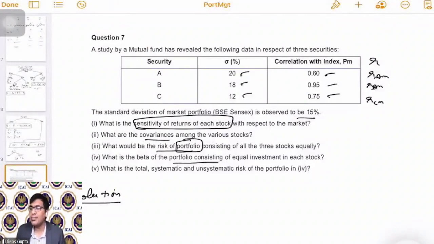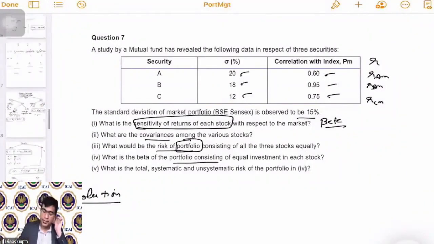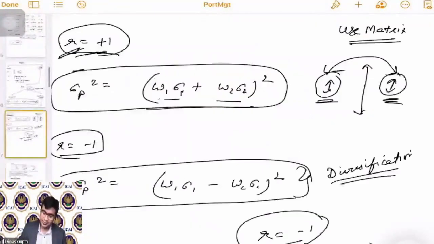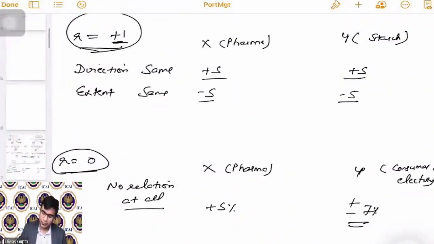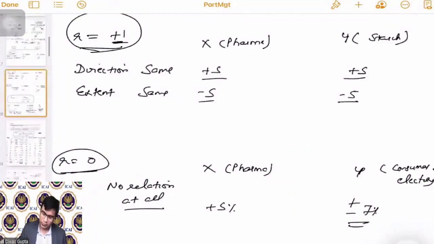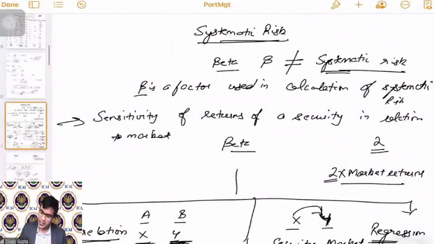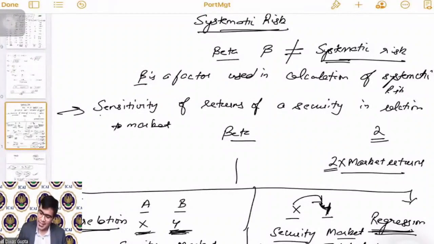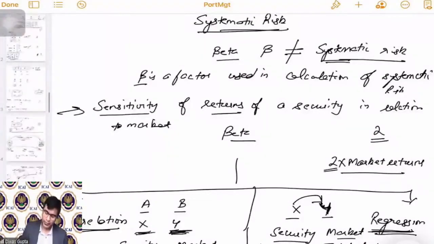Okay, now Naveen is saying it's beta. Perfect, Naveen. Sensitivity of returns of each stock is beta only. So in the first part, we have to calculate beta. Okay, perfect. Sairam, required rate of return is not the sensitivity of returns. What they are asking is, what is the sensitivity of returns? Sensitivity of return is beta. Now, if you see, while studying beta, see, this is the beta. I have mentioned here sensitivity of returns of a security in relation to that of a market. Okay, students.